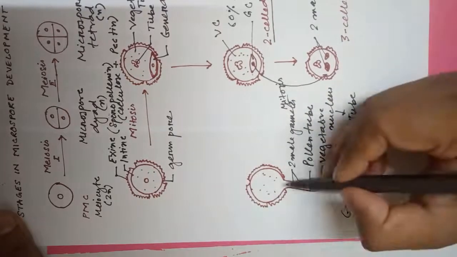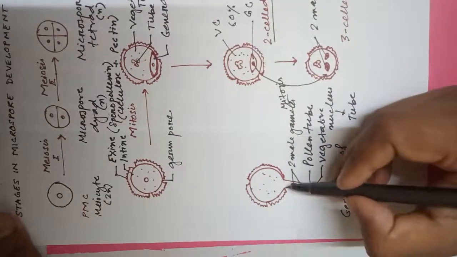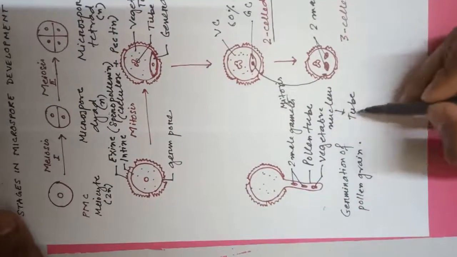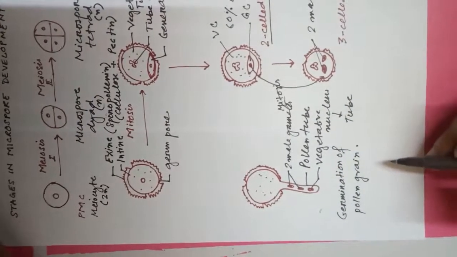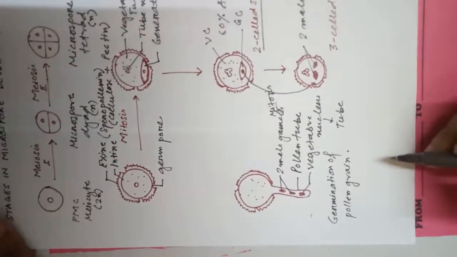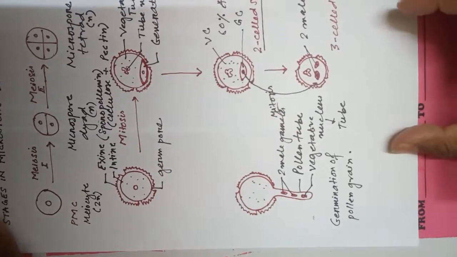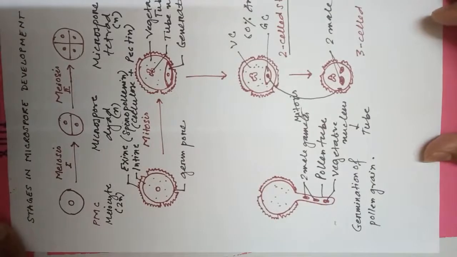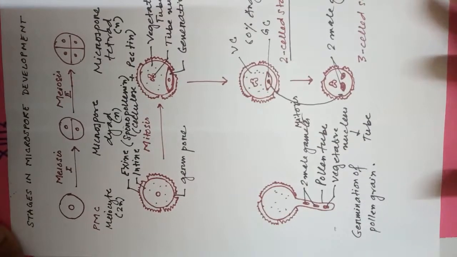So in this way, through one of the germ pores, the pollen tube emerges, which is formed by the action of the vegetative or tube nucleus, and behind it the two male gametes follow up to the ovule, where they enter the embryo sac, and that leads to the process called double fertilization and triple fusion, which we will see afterwards. So this is all about the stages in the development of a microspore into a mature pollen grain.